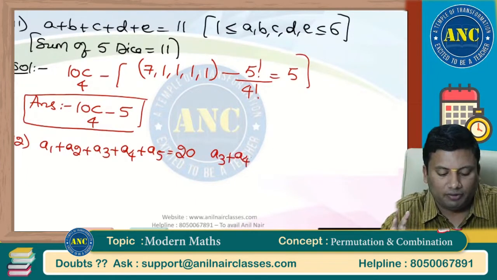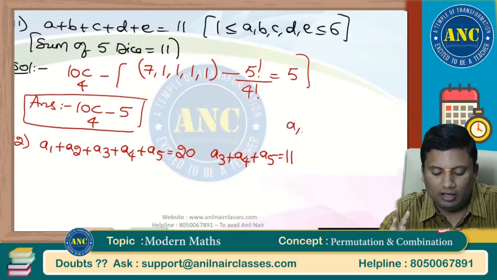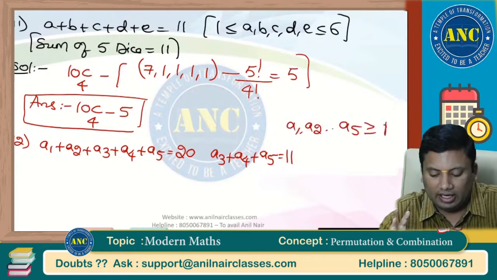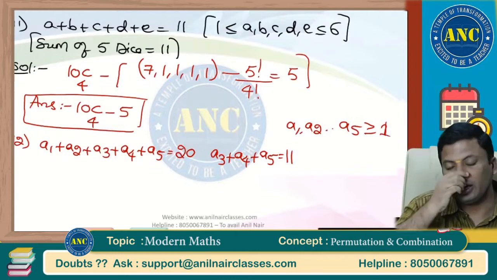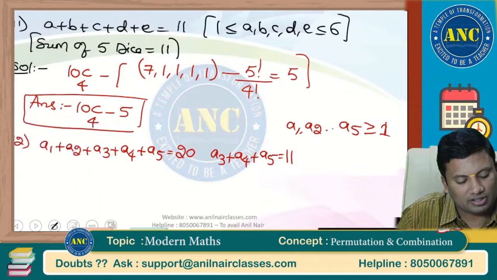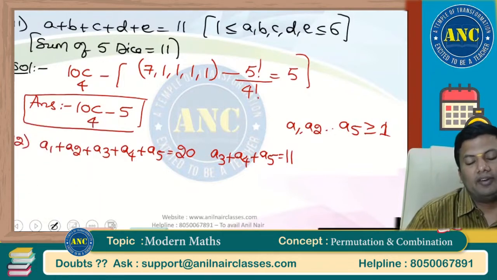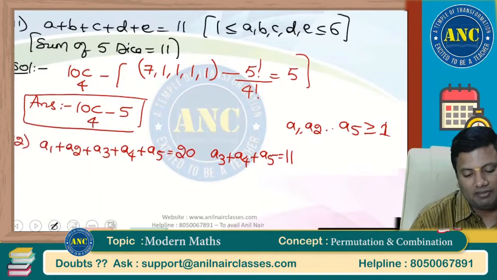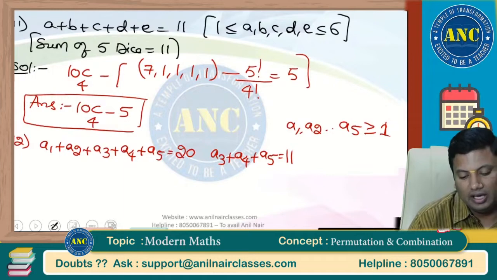A3 plus A4 plus A5, which is nothing but 11. All variables A1 to A5 are greater than or equivalent to 1. There are 2 equations, a system of equations. What will be the answer? A1 plus A2 plus A3 plus A4 plus A5 is 20. A3 plus A4 plus A5 is 11.